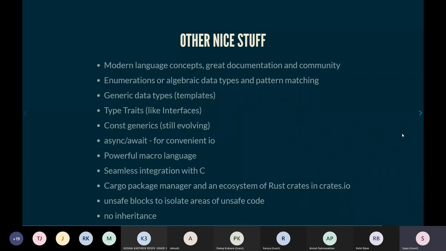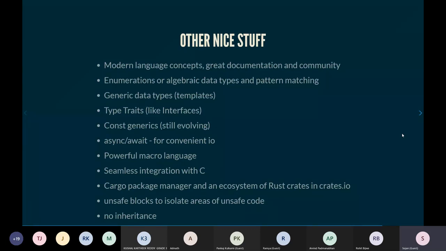No inheritance. I put it as other nice stuff, because I think inheritance is being overused. When we study in engineering colleges, OOP is the greatest thing ever, and we spend so much time on inheritance, creating hierarchies of animals and birds and stuff like that. But in the real world, having complex inheritance hierarchies is challenging. It makes code very unmaintainable.